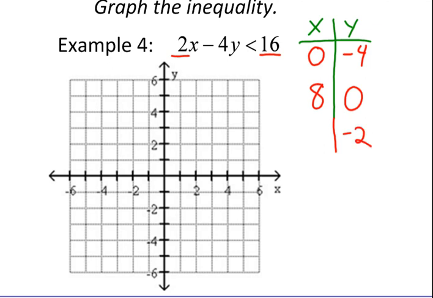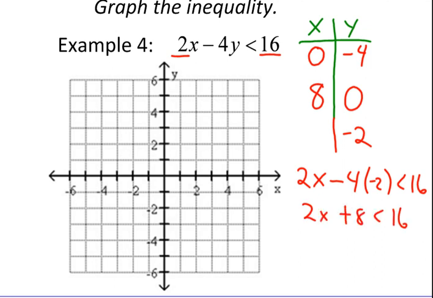So when we make y a negative 2, this is what it looks like. 2x minus 4 times negative 2 is less than 16, 2x plus 8 less than 16. We're going to subtract 8. 2x is less than 8, x is less than 4. I know you're supposed to put an equal sign, but I just like leaving it the same. So when y is negative 2, x is 4.